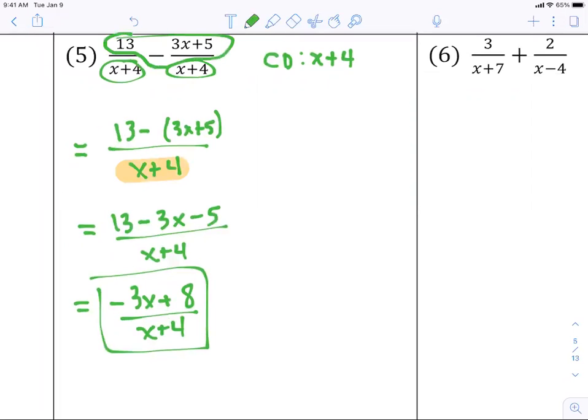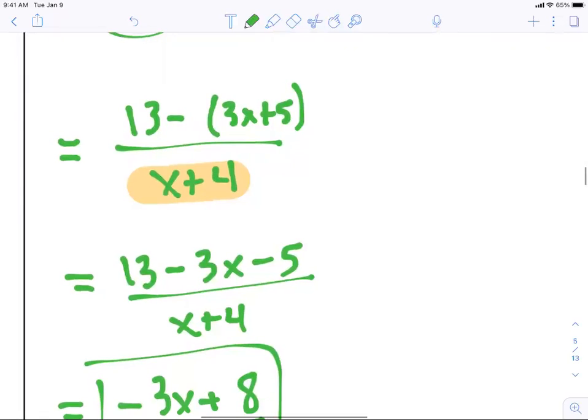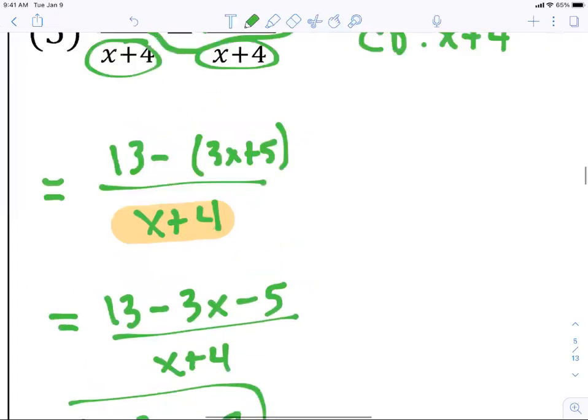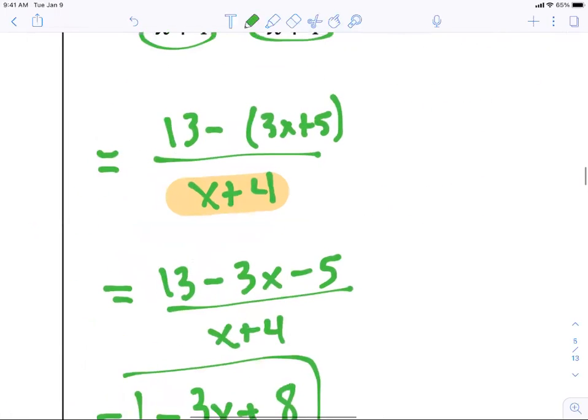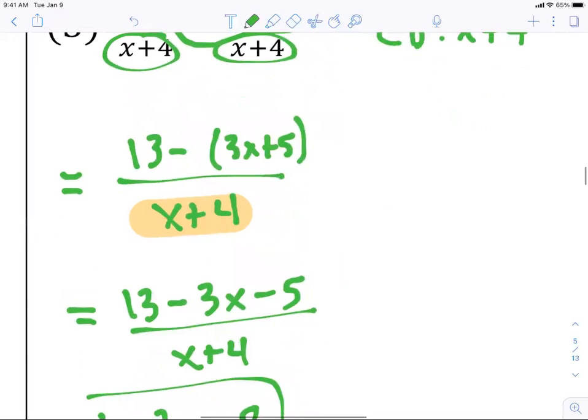Now, this 3x minus 5, we have to keep in mind that all of that is technically grouped together. So when we combine them as one fraction, we have to imagine that there are parentheses around those pieces together. And what happens is because this problem is a subtraction problem, we're taking the first numerator minus the entire second numerator. And what happens is that we have to make sure that we distribute.